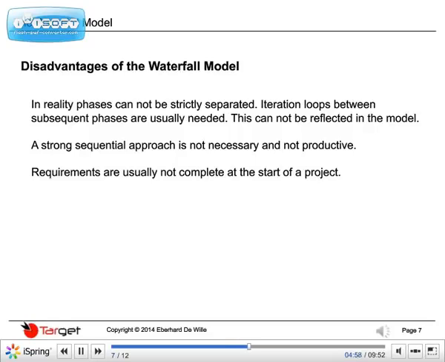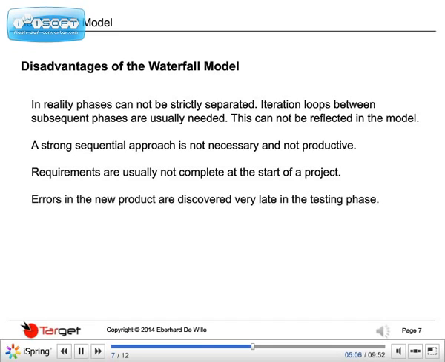Following a strict waterfall approach, this would mean to restart at the beginning of the product life cycle each time requirements changed. Errors in the new product are discovered very late in the testing phase. Bug fixes would require the project to run through the complete product life cycle again. The product is available late.